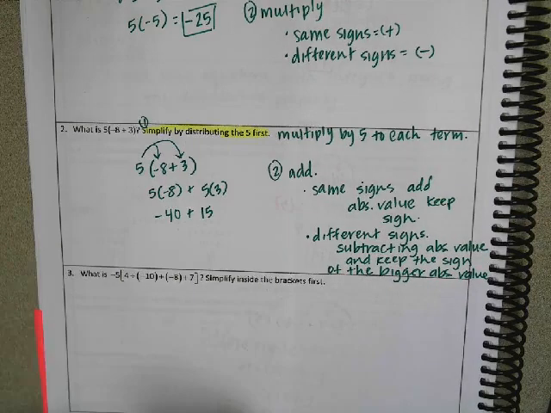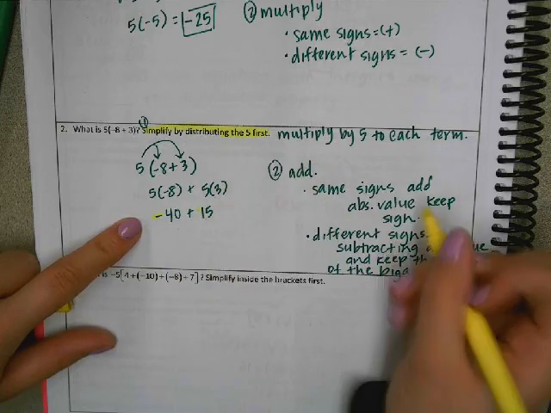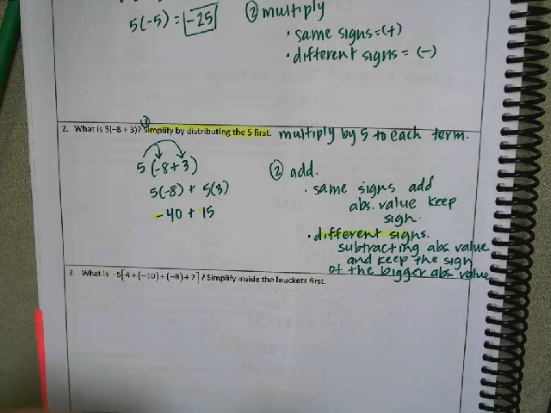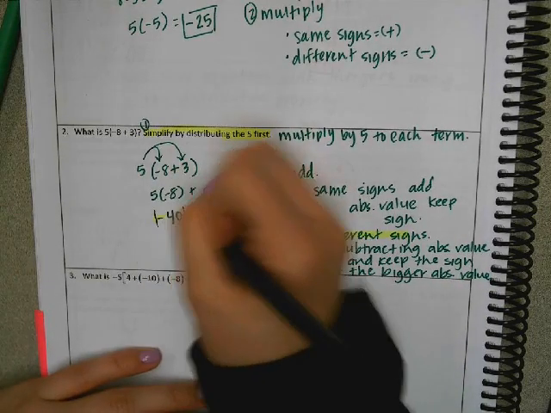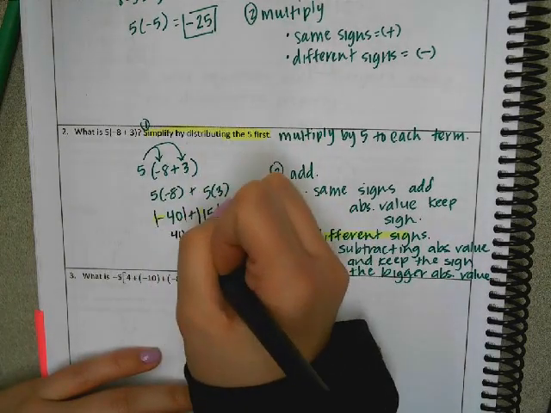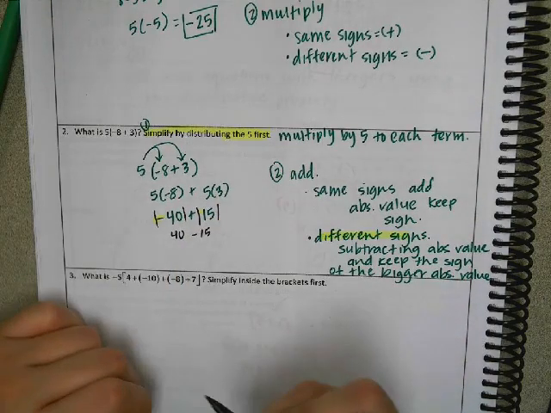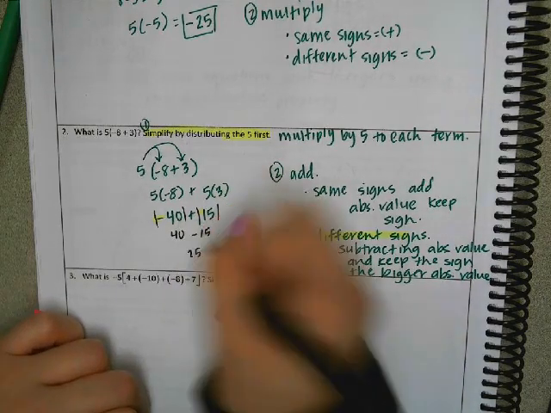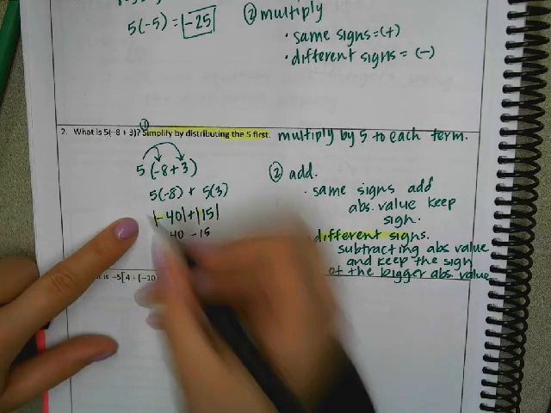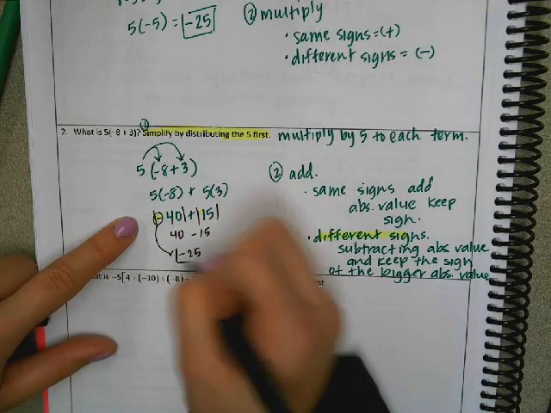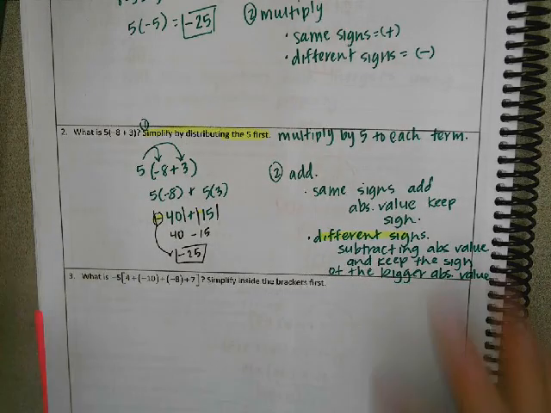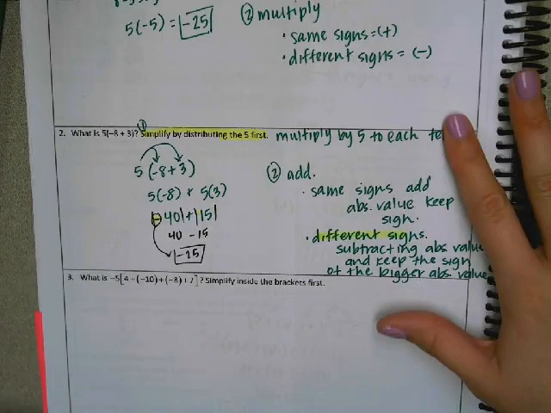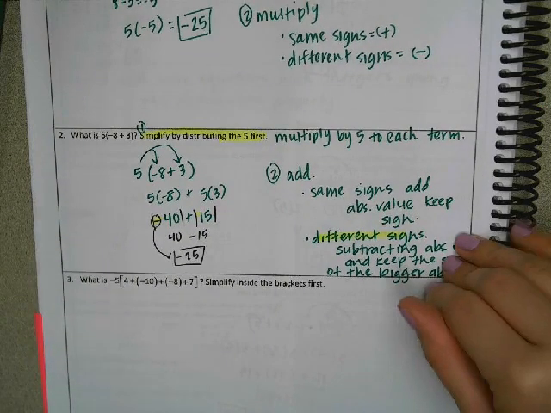So from here, I notice I have a negative and a positive, so I have different signs, so I'm going to be using this step instead. So I'm going to subtract the absolute values. So take the absolute values. We have 40 minus 15. 40 minus 15 is 25, and then 40 is bigger than 15, so I'm going to keep that negative sign for a negative 25. So it's kind of like putting together our multiplication rules and our adding rules.